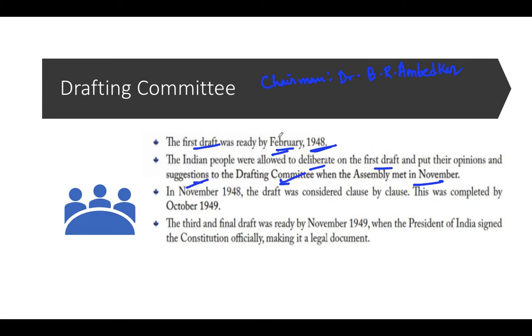For the first time when the draft was made, the Indian people were allowed to give their opinions and suggestions when they met in November 1948. In November 1948, the draft was considered clause by clause. This was completed by 1949. It takes 1 year. And the third and final draft was ready by November 1949, when the President of India signed the Constitution officially, making it a legal document.